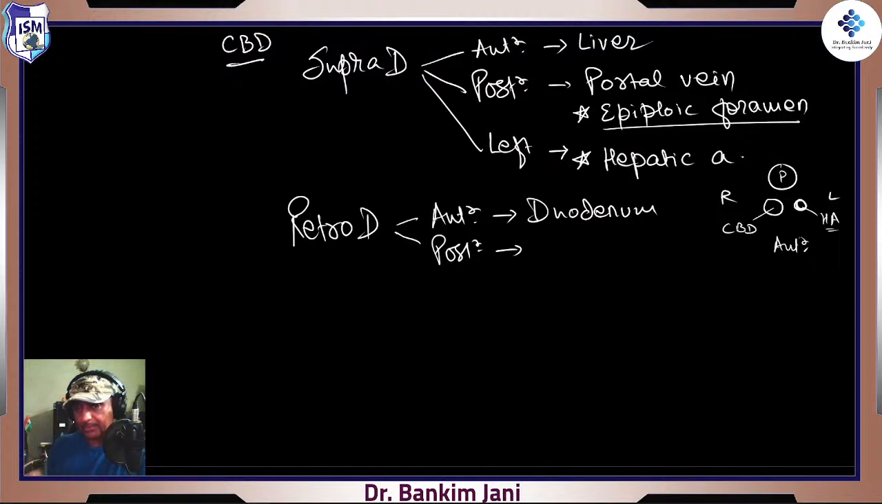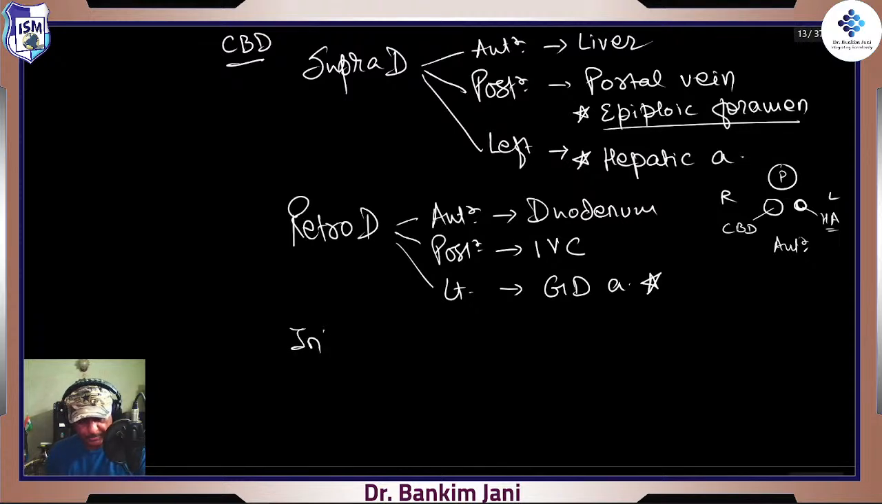Say above it is portal vein, right? This portal vein. And as it goes down, there comes the IVC, inferior vena cava. And on the left side, again, this is to be remembered, gastroduodenal artery.